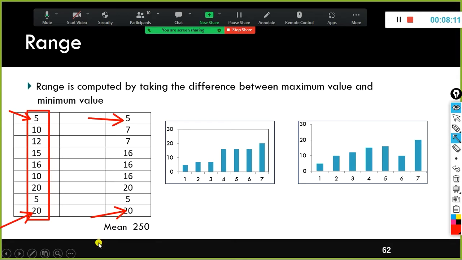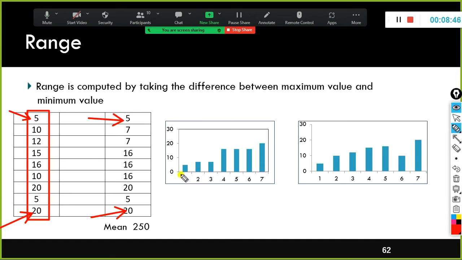But if you take the mean, maybe the mean could be the same, but the spread is different. The data sets themselves are different, but there is some kind of overlap. Here 20 is there, but 5 is there, and 20 is there. Here also the minimum value is 5 and the maximum value is 20. Hence, for both these data sets, the range is 15. The range is nothing but the spread.